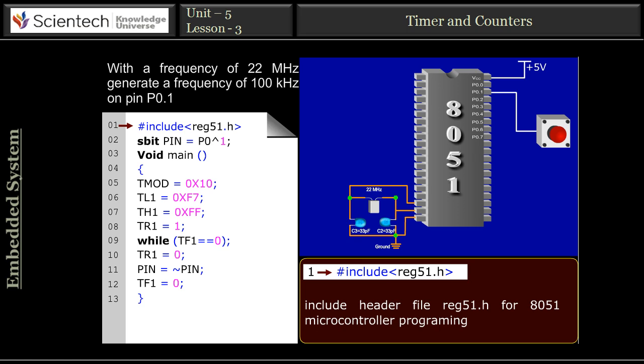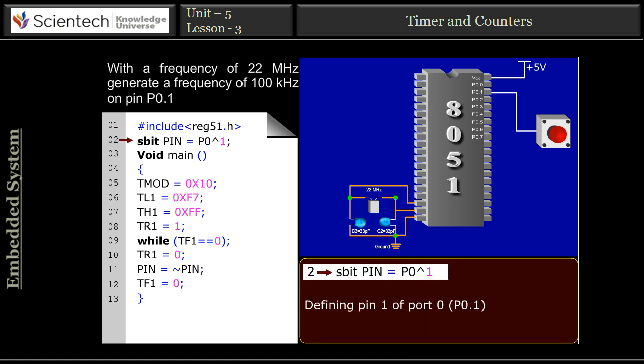Next is sbit pin = P0^1. This is one of the ways used for defining a particular bit of a port. In this, sbit means single bit, and it is mandatory to write. Pin is a keyword name, and it is not compulsory to write it in a program, or we can write any word in this place. We want to use pin 1 of port P0, so we write P0^1.